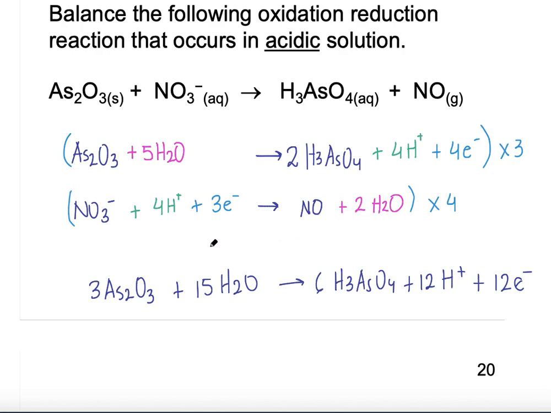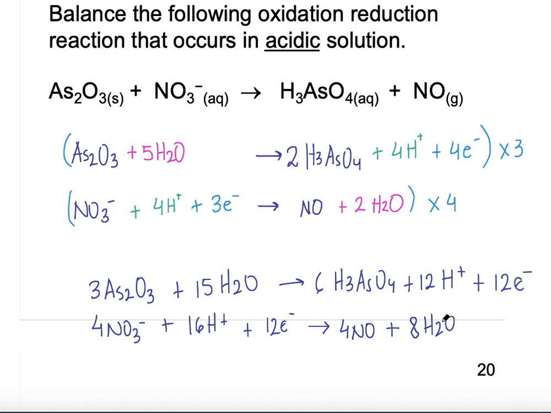Then on the bottom, 4 times 1, that's 4 NO3 minuses, plus 4 times 4, that's 16 H pluses. 3 times 4, that's 12 electrons. Then I have my arrow. Oops, that is not an arrow. Okay. Then I have 4 nitrogen monoxides. And then 2 times 4 is going to be equal to 8 waters. I cannot do 8s on this thing for the life of me.